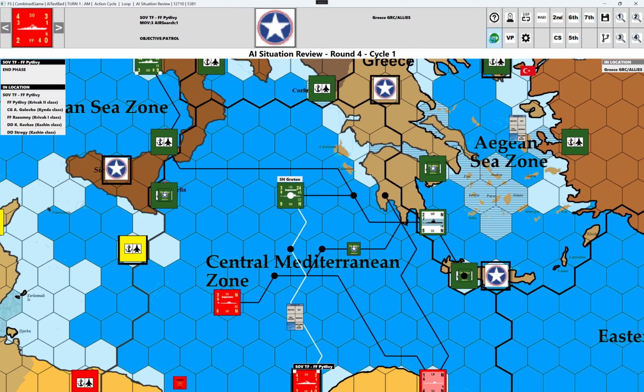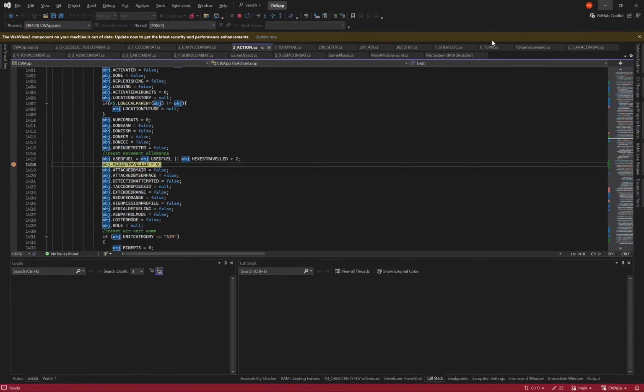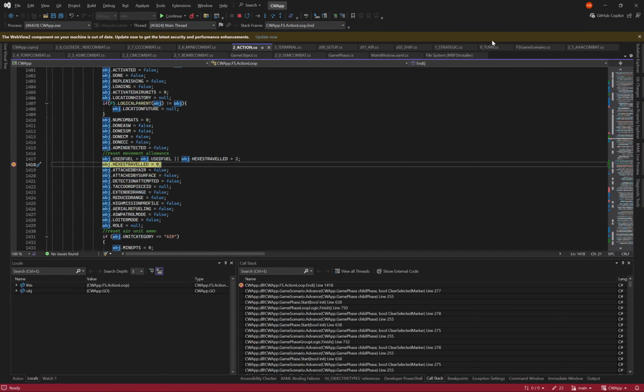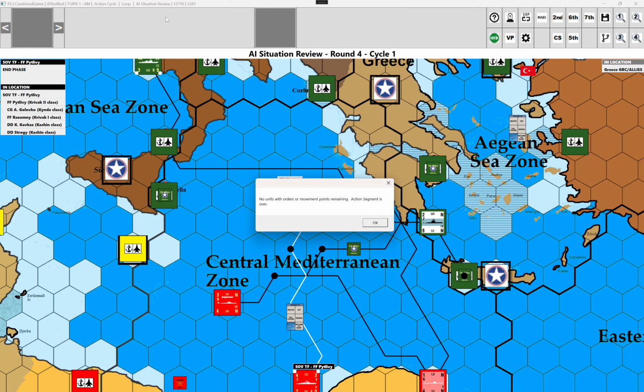Check it out. I could have moved the ships a little closer to the patrol area so it doesn't take them so long to get in here, but oh well. You can fast forward through this thing. Oh, oops. I hit a breakpoint that I was using for some logic here. So nope, don't need that.